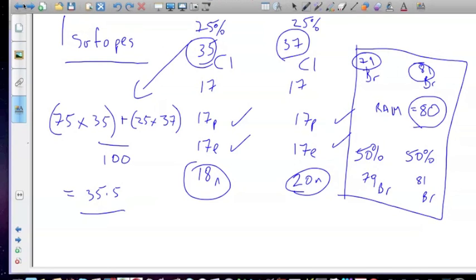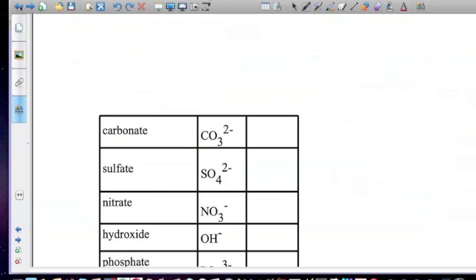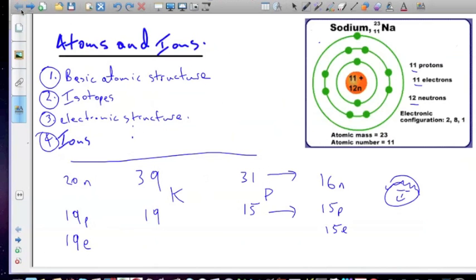Right. So, that's isotopes. Remember the definition: atoms of the same element with different numbers of neutrons. Now what I want to do is look at electronic structure. Okay?